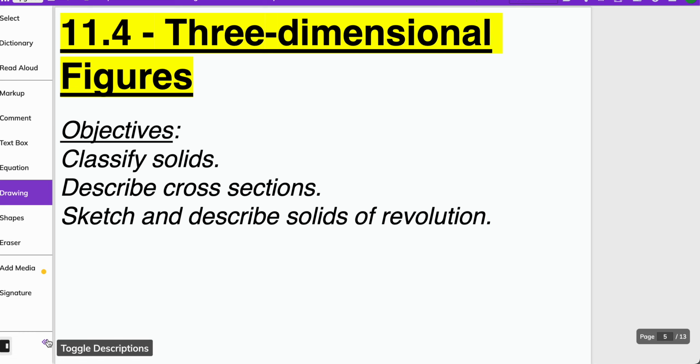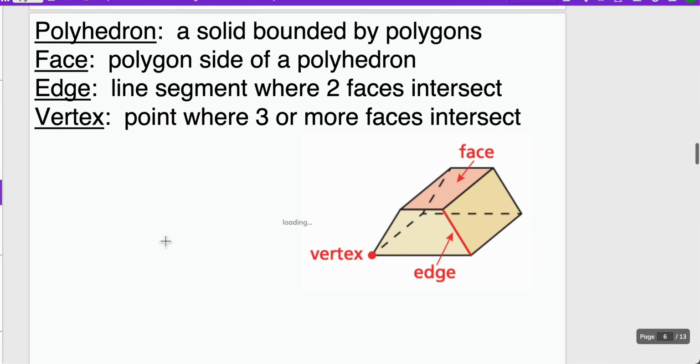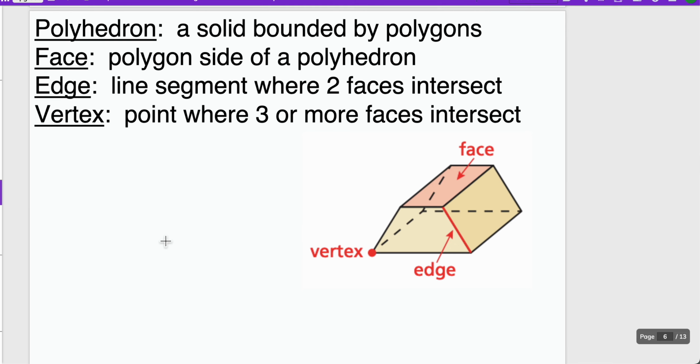Today we're going to be looking at lesson 11.4, three-dimensional figures. We'll be able to classify solids, describe their cross-sections, and then be able to sketch and describe solids of revolution. First thing we want to know is these four vocabulary terms. Three of these you might be familiar with, but polyhedron might be the very first time you're seeing that.